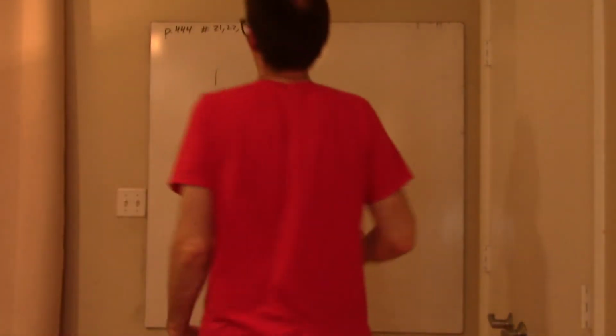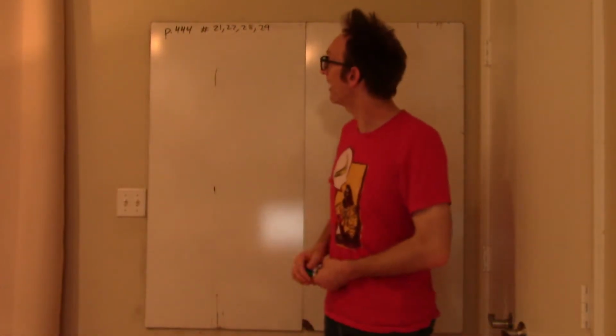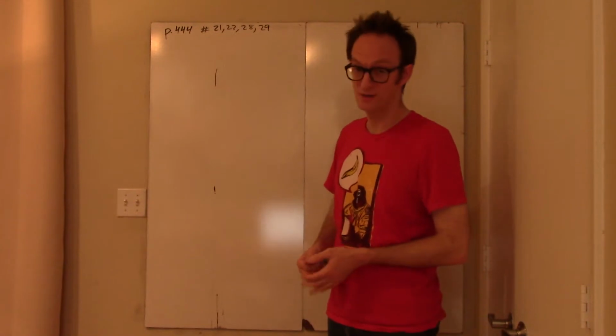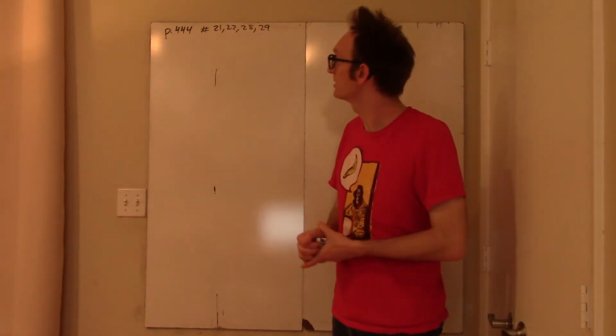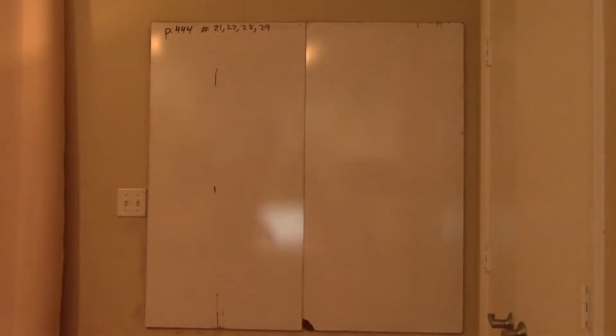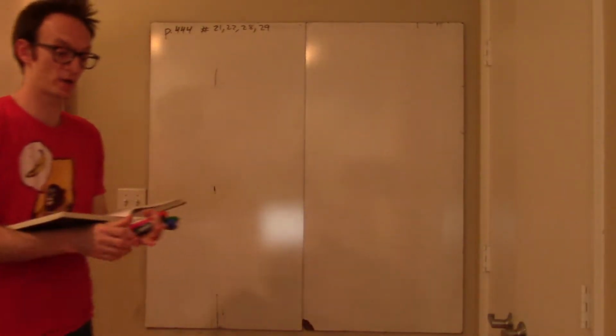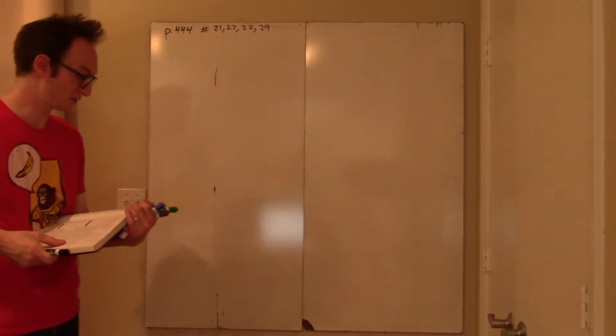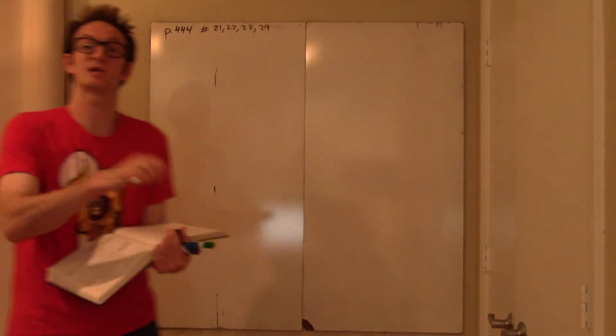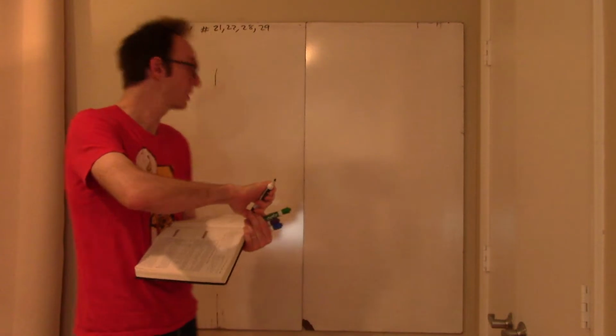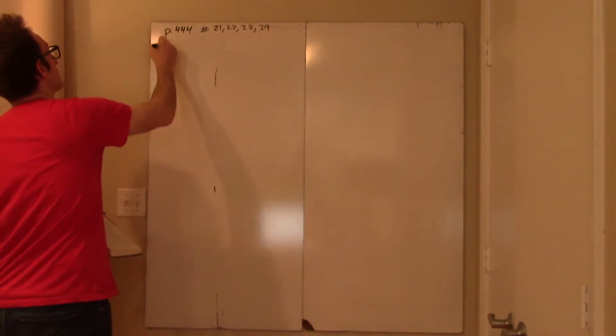Okay, welcome. There were 4 problems for homework on the finite projective plane: 21, 22, 28, and 29. 21 says, so this was your time to finally do one of these finite projective plane proofs on your own. So let's go. So here's 21.